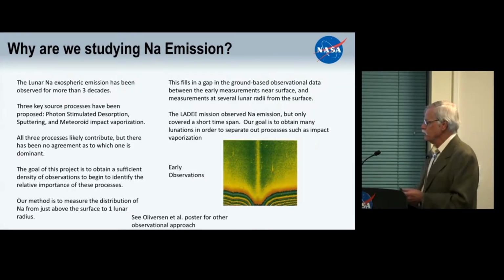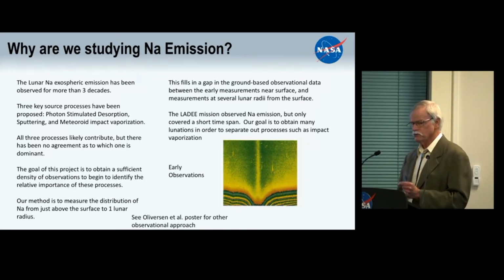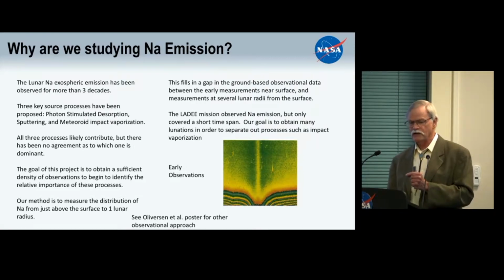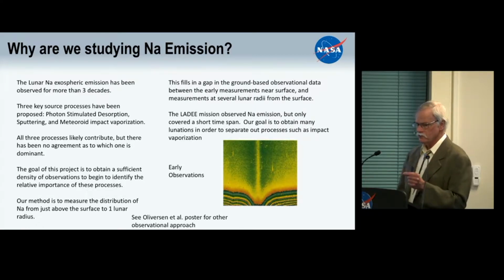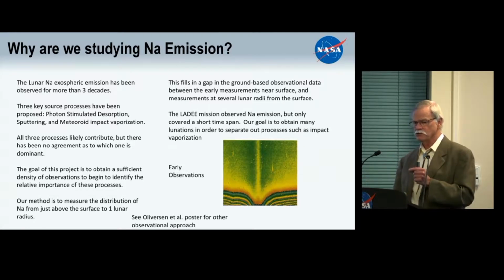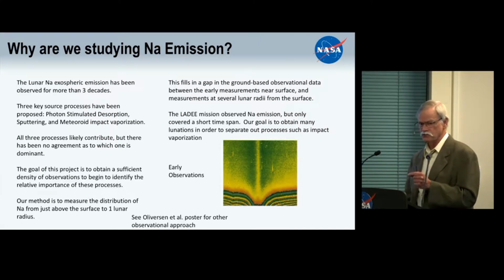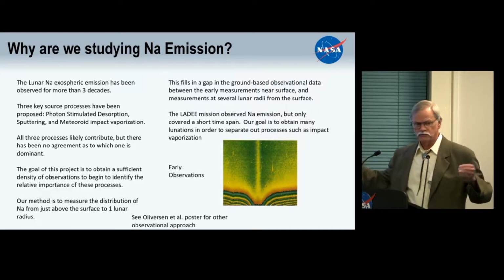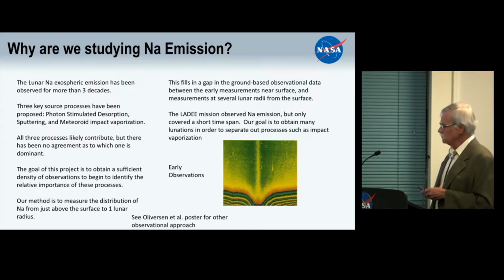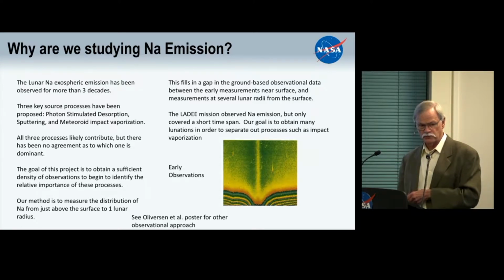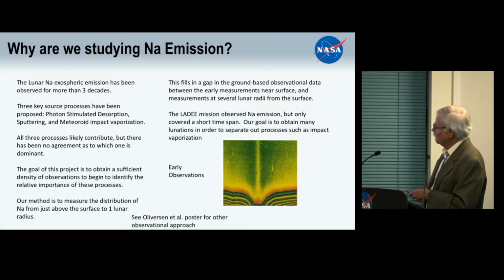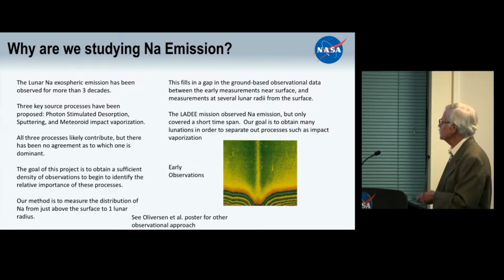Our method is to try to measure the distribution of sodium above the surface, from just above the surface, a few hundred kilometers above, out to about 1 lunar radius. We picked that because we think that region is important, and also because people have worked in the other regions. For example, the far distribution of sodium was observed many years ago. It's quite interesting, but it really isn't going to allow us to address effectively the issue of sources. It fills a gap in the ground-based observations.